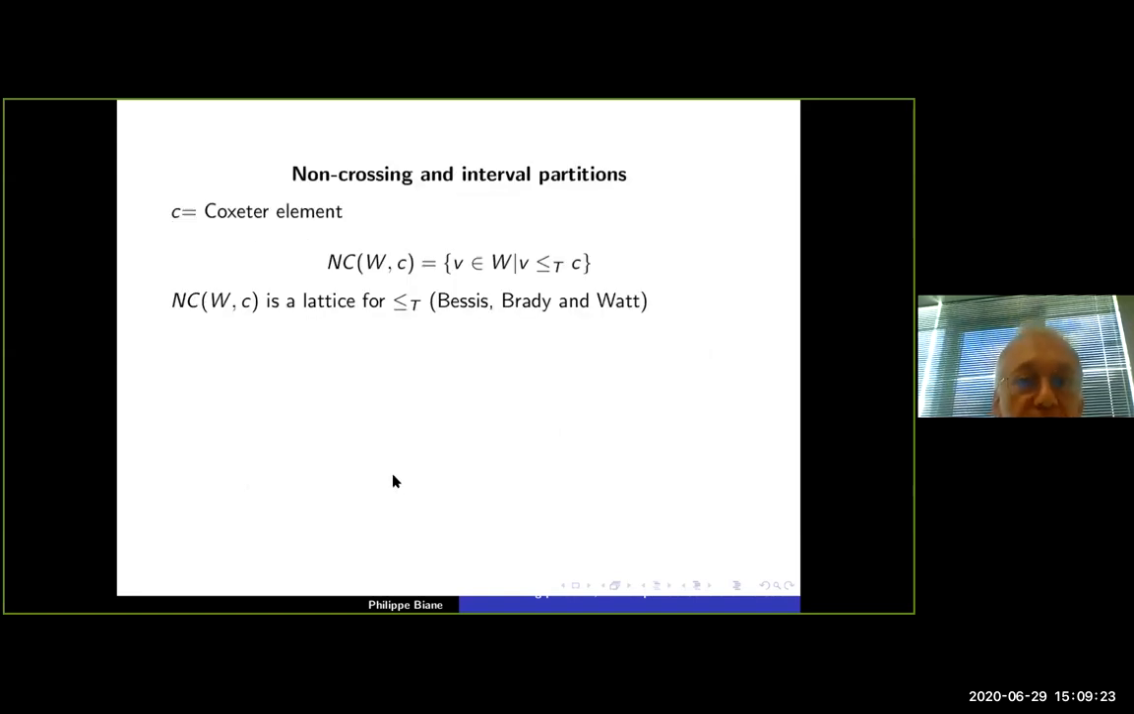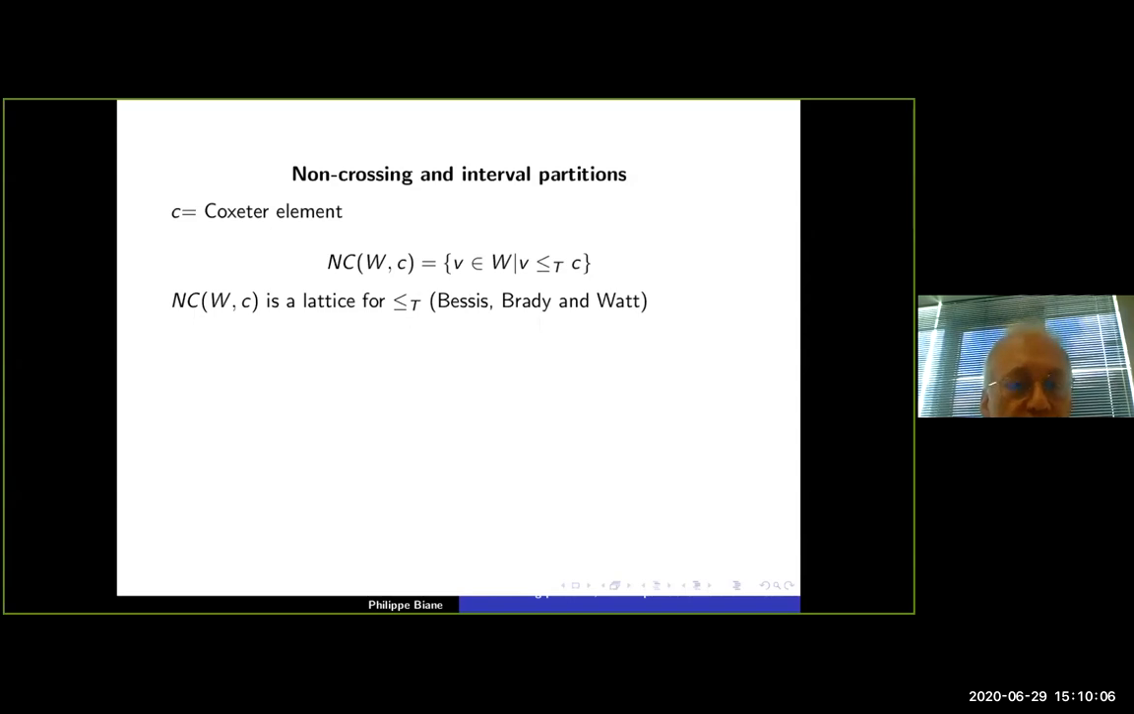Well, now I can define non-crossing and interval partitions for general Coxeter groups. Let me take c, a Coxeter element. Let me recall that a Coxeter element is a product of all the simple reflections. I will call NC(W,c) the set of all elements which are smaller than c with respect to the absolute order. It turns out that NC(W,c) is a lattice for the absolute order. This is a result of Bessis and Brady and Watt in the general case of Coxeter groups. It's a non-trivial result; it really uses some non-trivial theory of Coxeter groups.